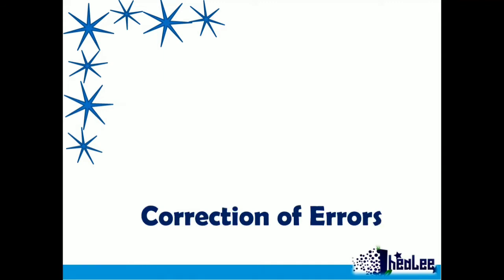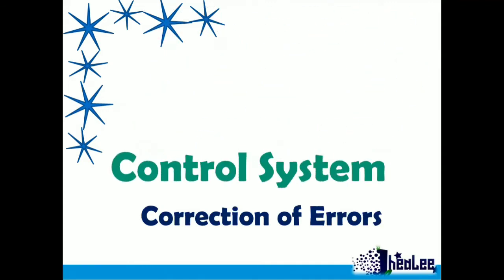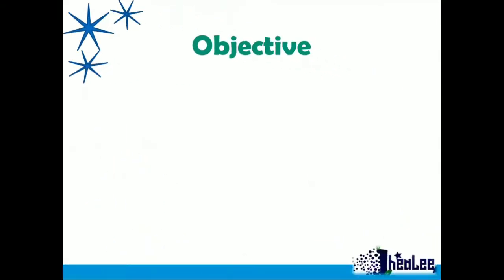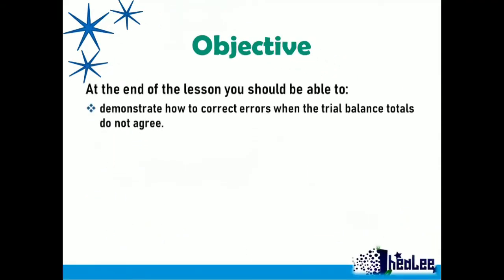We're going to explore the concept of correcting errors, which is a part of the control system that persons usually find difficult to grasp. At the end of the lesson, you should be able to demonstrate how to correct errors when the trial balance totals do not agree. Upon completing that correction, your trial balance should be equal. The totals should agree with each other.